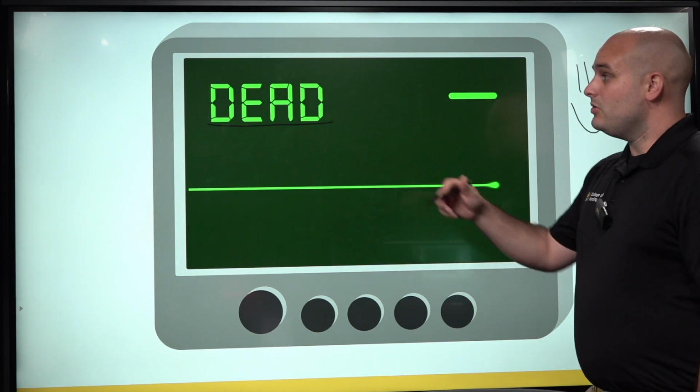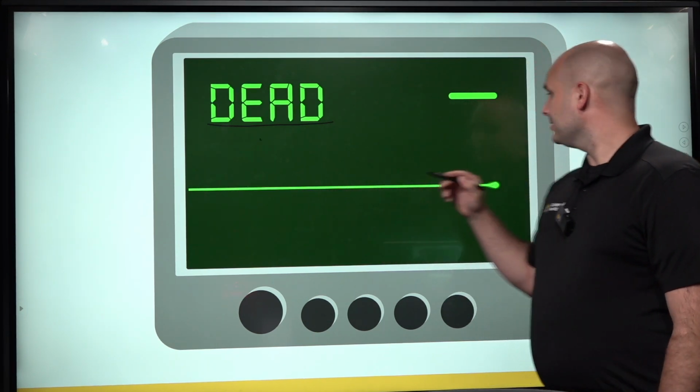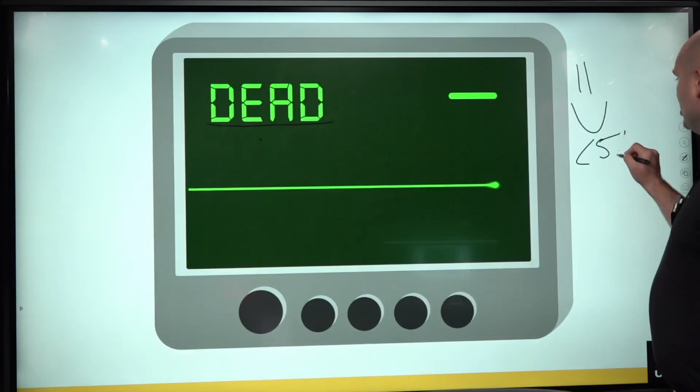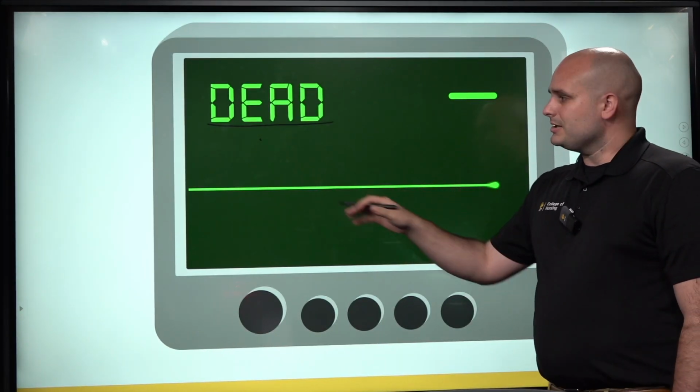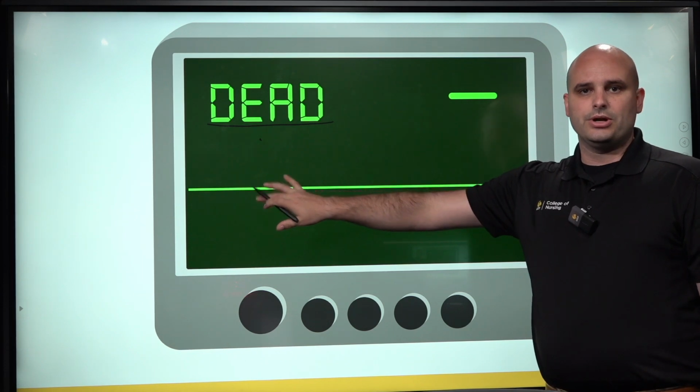But we also know that when they have this initial rhythm, the chance of them coming back is normally less than 5% when their initial rhythm is asystole, because there is no electrical activity going on.